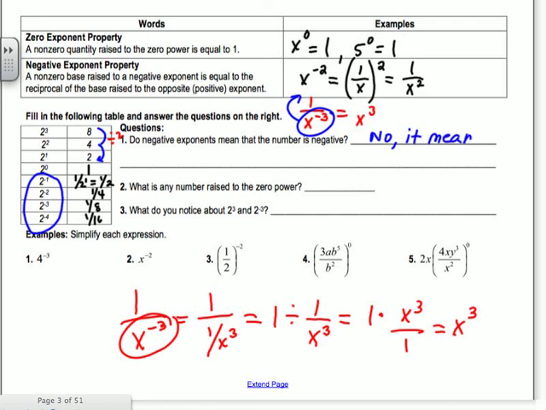So it means take the reciprocal to the positive exponent. What is any number raised to the 0 power? 1. It's not 0. And what do you notice about 2 to the 3rd and 2 to the -3? They're reciprocals, right?